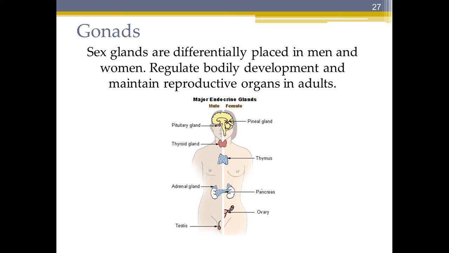So hormones are a really interesting but slower form of communication when compared to neurons.